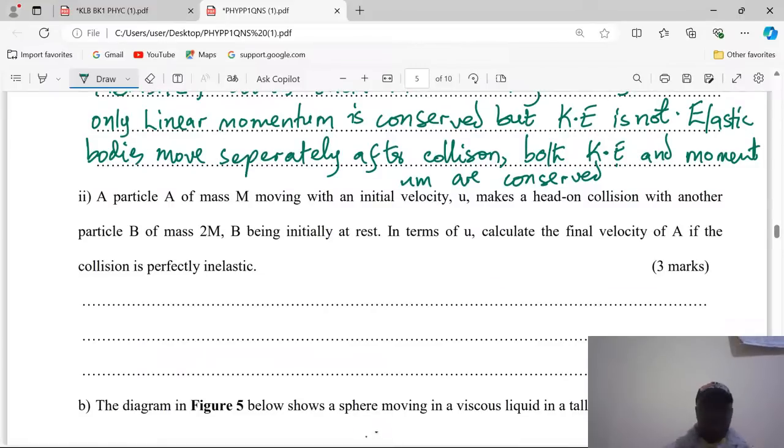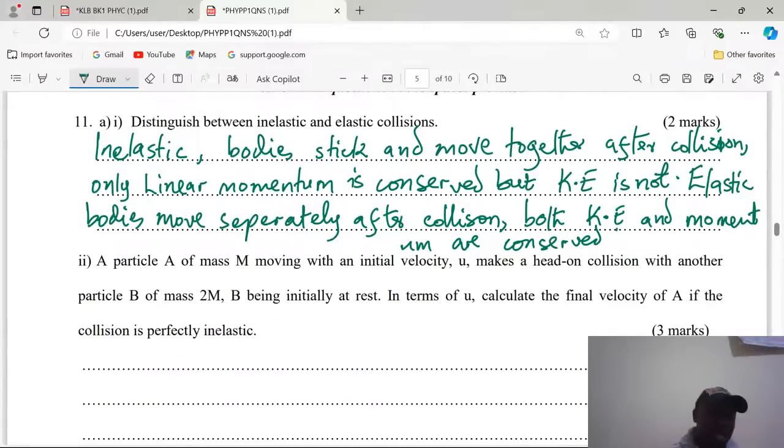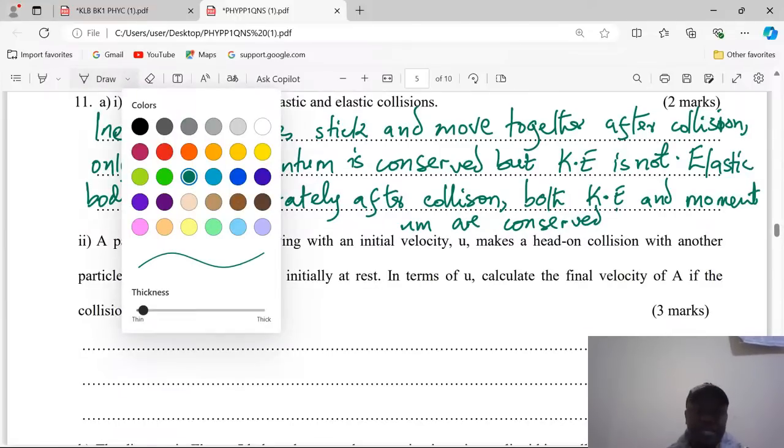We are told that a particle A of mass m moving with an initial velocity of u makes a head-on collision with another particle B of mass 2m, B being initially at rest. In terms of u, calculate the final velocity of A if the collision is perfectly inelastic. Perfectly inelastic means that they collide and move together after collision. And in this case, we are saying linear momentum is conserved.